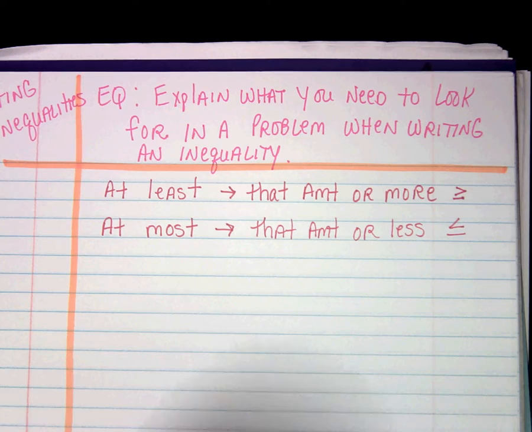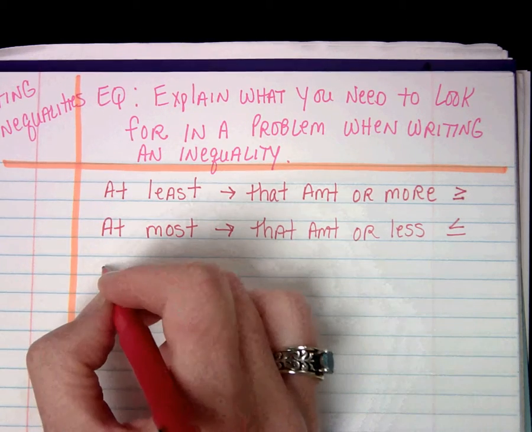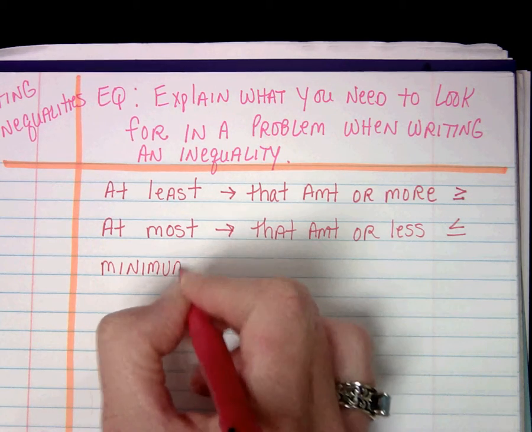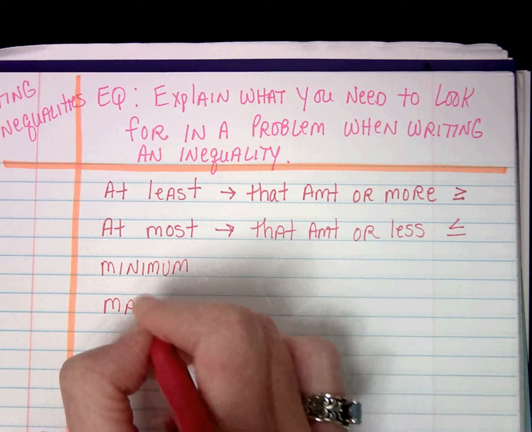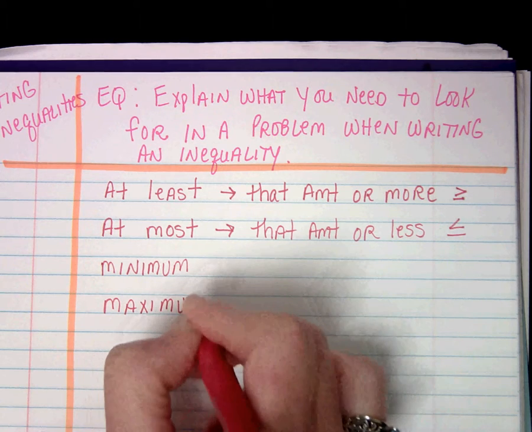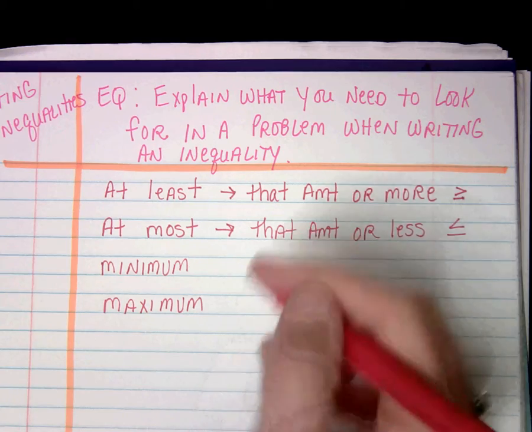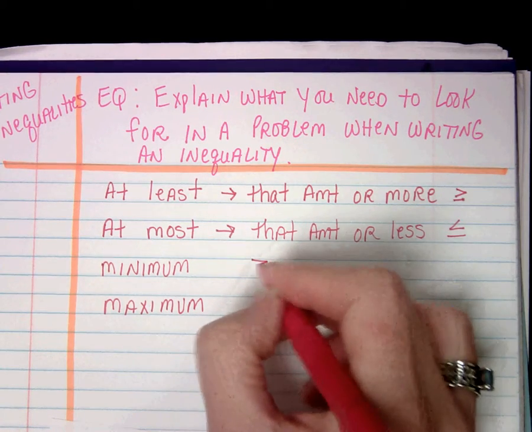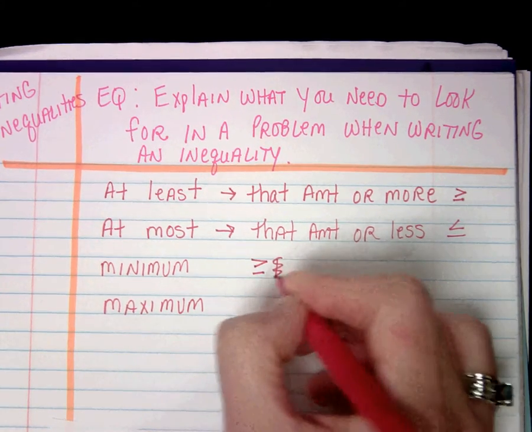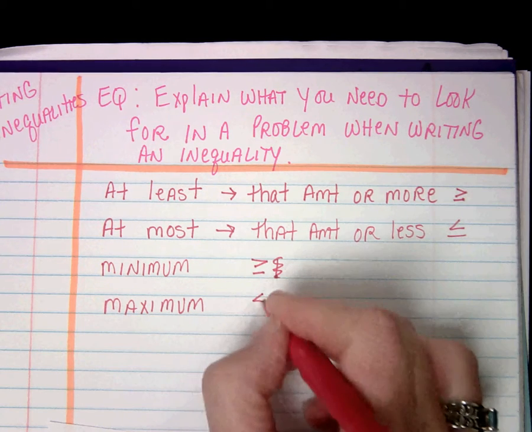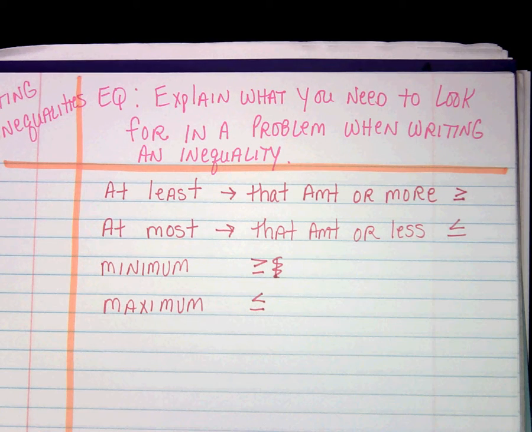And then two other words that I thought were important that maybe aren't real clear are minimum and maximum. When we talk about minimum, the minimum number that it can be, the lowest number it can be, that means that's going to be greater than or equal to. It can be that number or more. Maximum means it can't be any more than that number, so less than or equal to. So those are just a few special words that you might want to make note of.